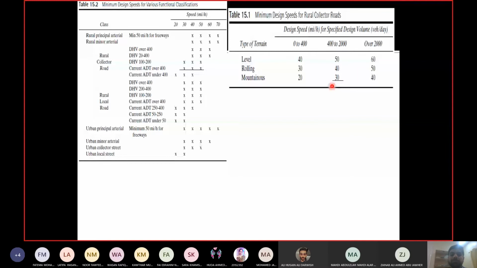Come to this table. Okay, rural collector, and the ADT is given. So I will look at these 2 rows. If it is over 400 or under 400, this one is over 400, 800, right? So now you see minimum speed 30, 40 or 50. So 30 is minimum here and 30 is minimum here as well. Now you can give 30, you can give 40, you can give 50, no problem. Because if you give 40, still you are giving more than minimum. Okay, and 50 as well.